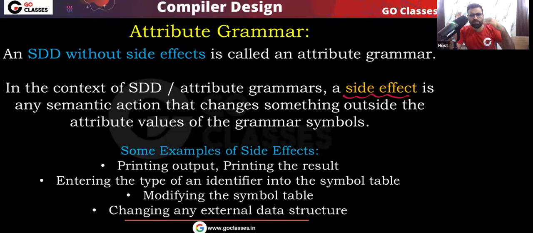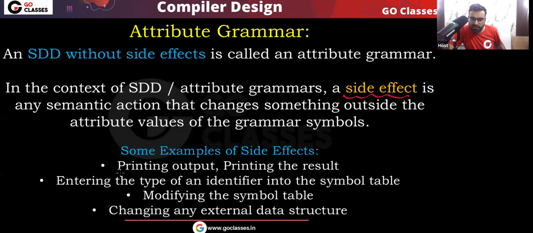For example, when you print the output on the screen, that is a side effect because you are doing something which is different from attribute computation. If your semantic rule does anything other than attribute computation, then that is called side effect. Is this clear? So I have written some examples here, you can see some examples of side effect.